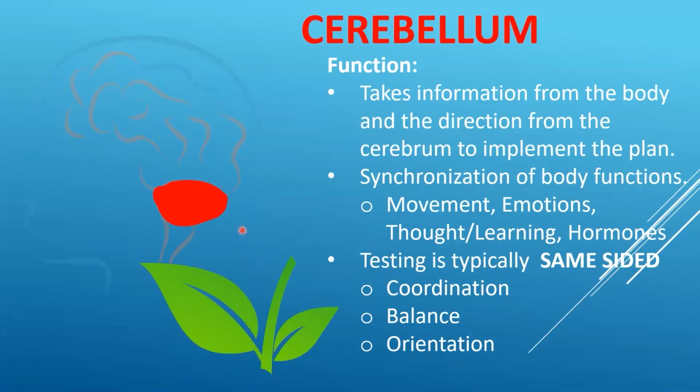Okay, so the cerebellum is going to end up being another area that's associated down here, and it's actually very much associated with the brainstem. But the cerebellum is associated with integrating information and helping to coordinate body movements. So whether it's coordinating movements, emotions, or thought, when you're trying to recall memories and different stuff like that, the cerebellum is also involved in that as well. It is definitely associated with coordination, balance, and orientation.